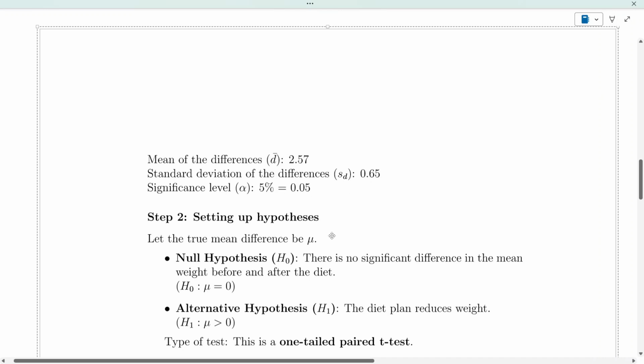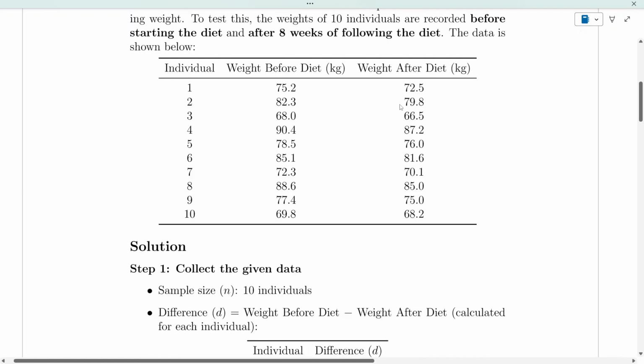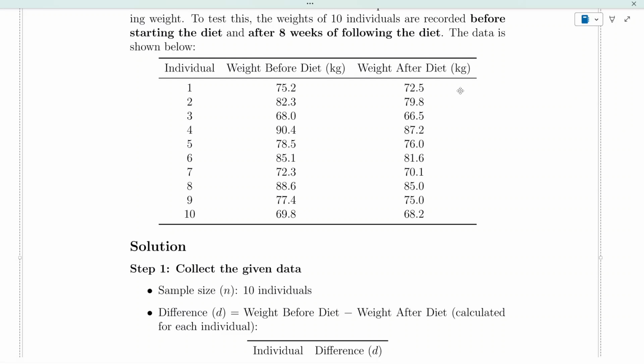Here, the weights are measured on the same individuals before and after the diet. That's why this kind of test is called a paired t-test. It can also be called a dependent samples t-test. The two samples of weights are dependent because they are collected on the same individuals before and after the diet.